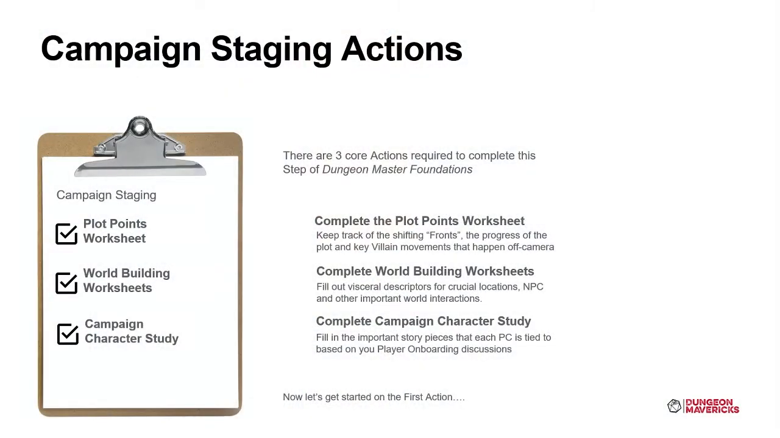The first step is completing a plot points worksheet that I created, and this allows us to keep track of things that are happening away from where the actual party is adventuring. The second thing I have built is a world building worksheet set, which keeps track of all of our various prominent NPCs and also allows us to keep track of what our locations might be and the descriptions surrounding those locations. Lastly, most importantly, we have the campaign character study, which allows us to keep track of everything that's going on with our player characters.